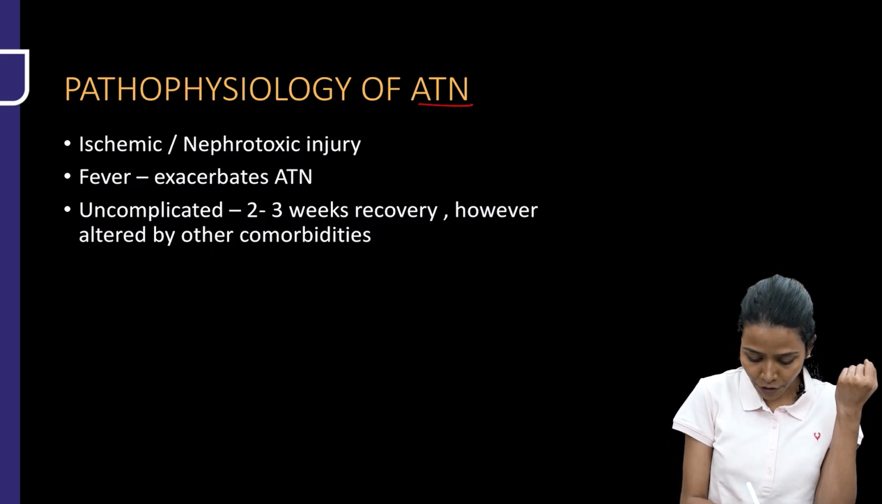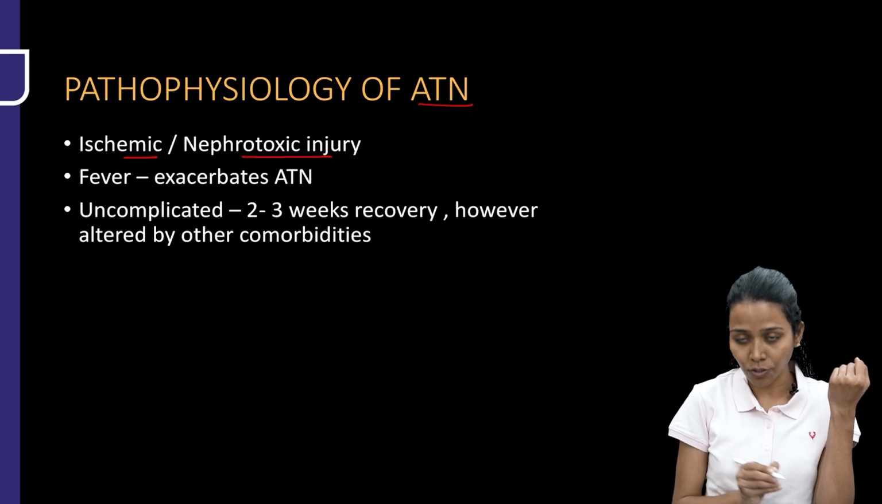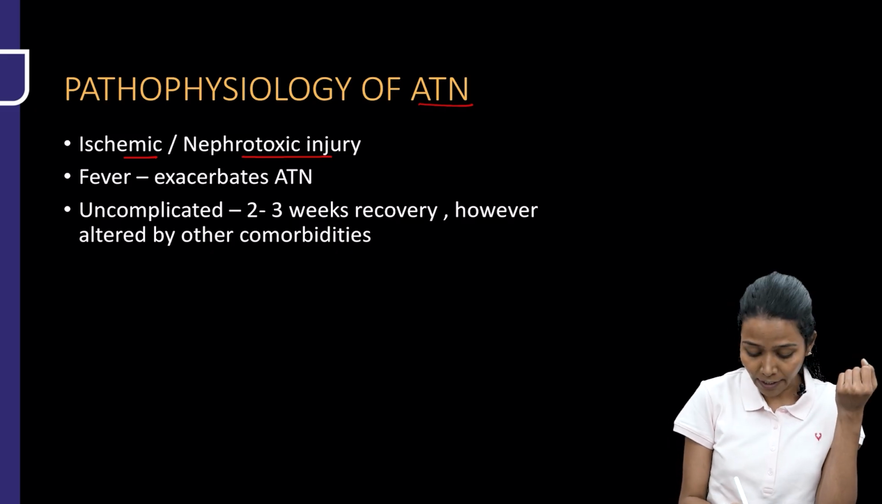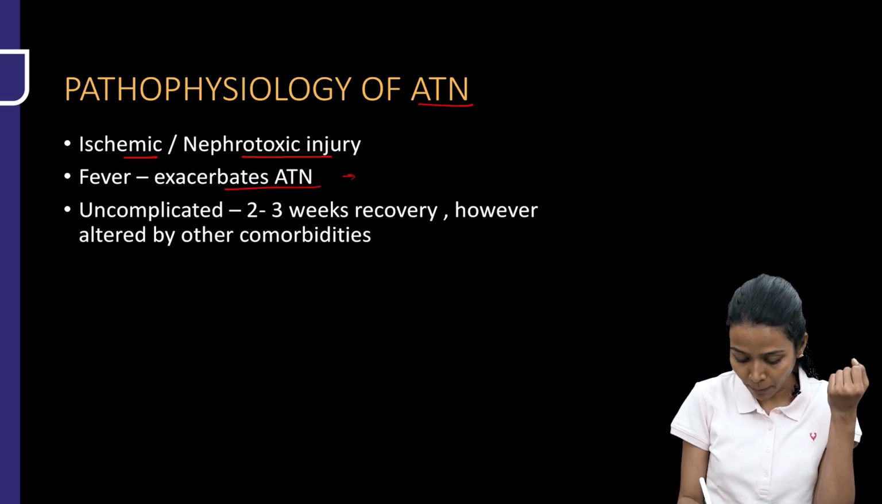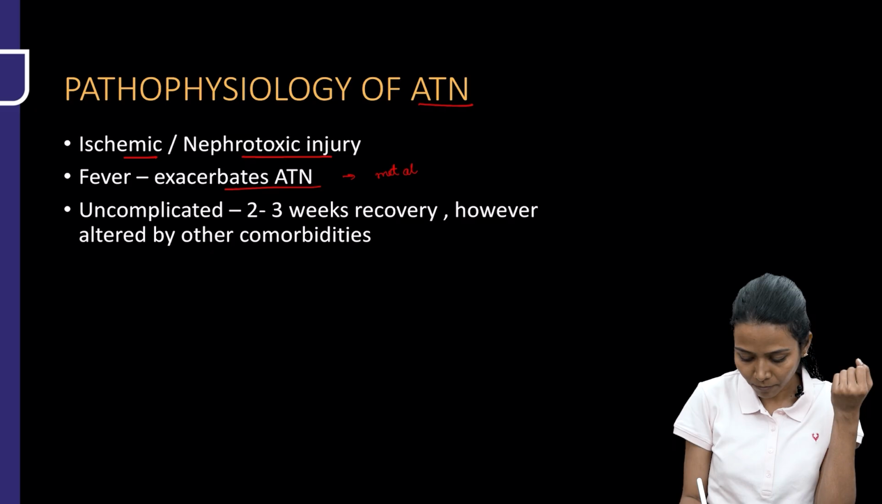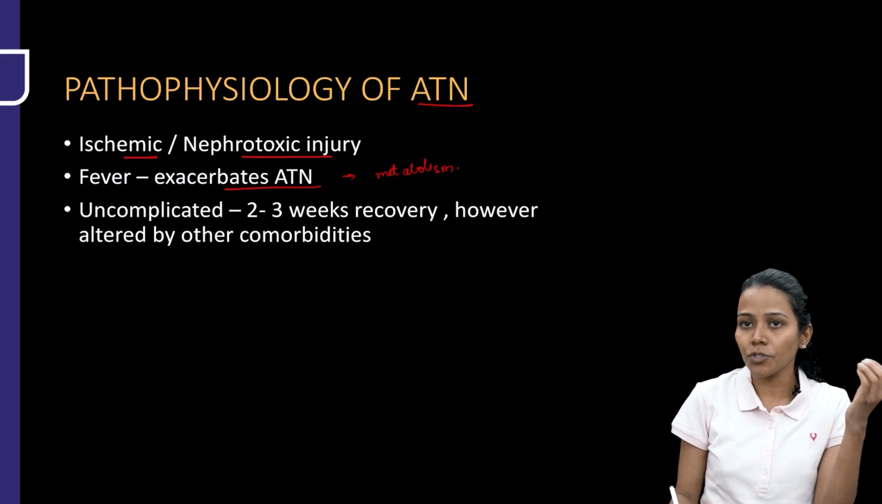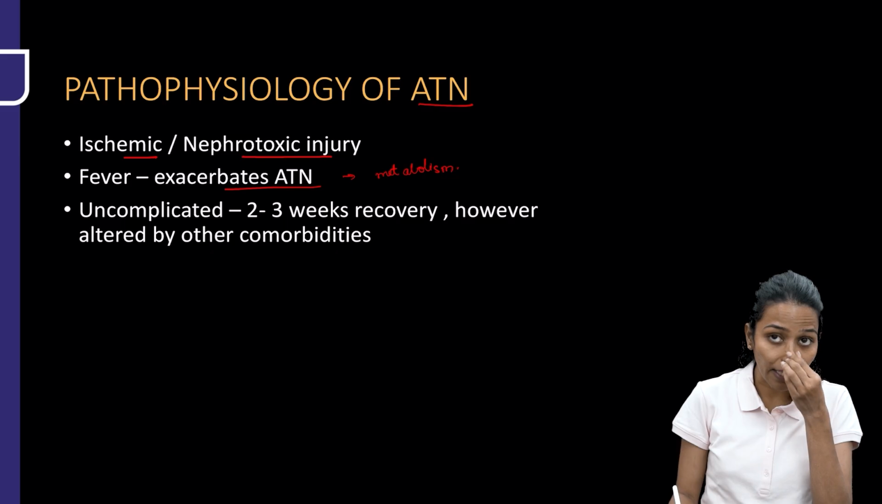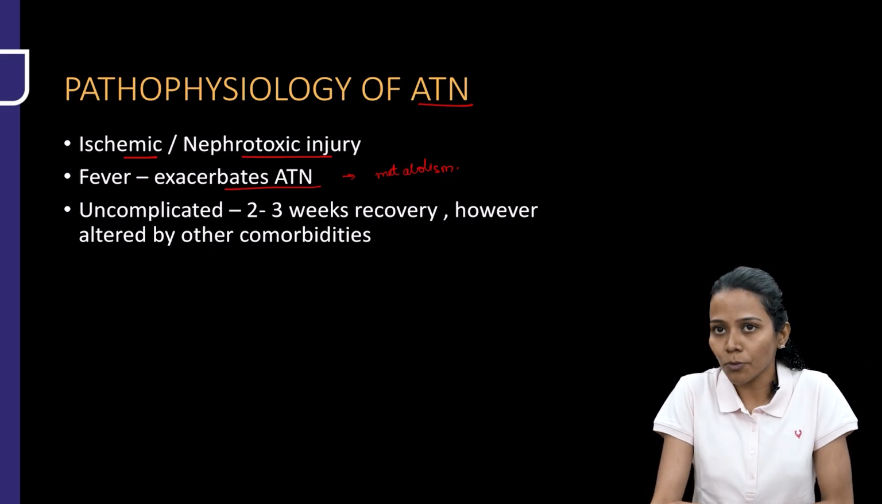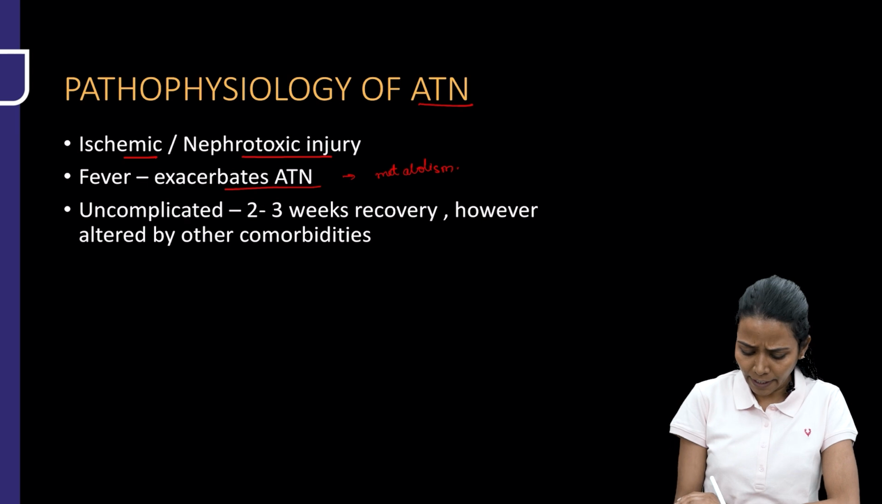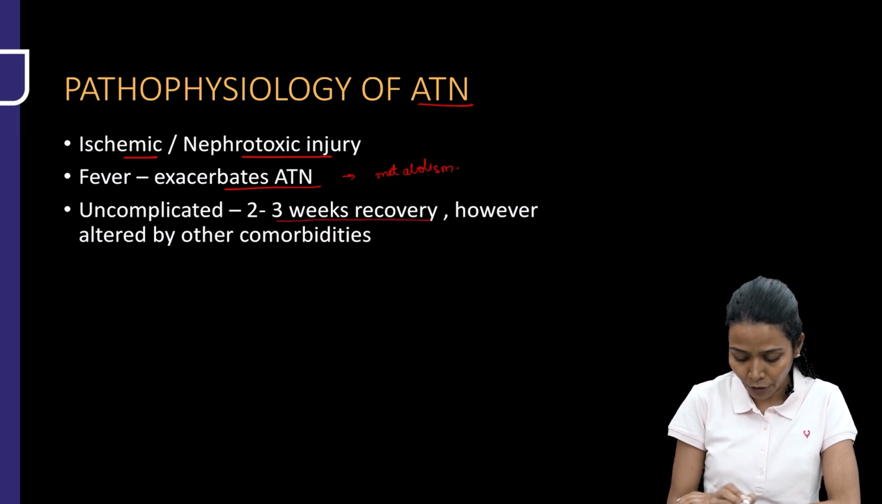Pathophysiology of acute tubular necrosis. It can happen because of ischemic injury or nephrotoxic injury, and when there is fever, it exacerbates ATN because metabolism increases. And if metabolism increases, all the channels are being used. If all the channels are being used, then more energy is required for the tubules, and this itself can lead to its death. So if it's uncomplicated ATN, generally recovery happens between 2 to 3 weeks.